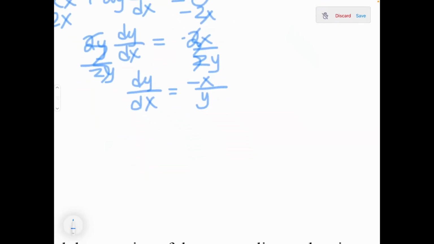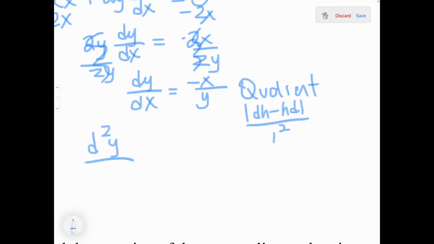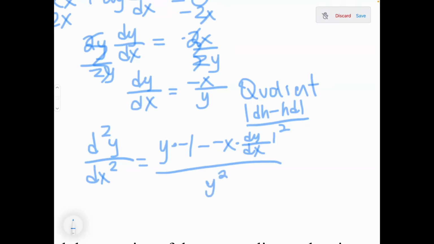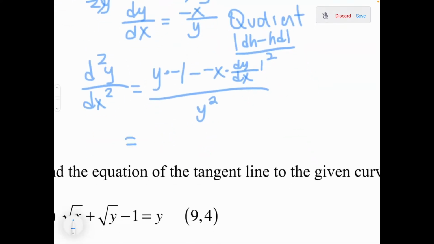And then we're going to take that derivative again. To take this derivative again, we're going to have to use quotient rule. Quotient rule: low d high minus high d low, all over low squared. So d squared y dx squared is equal to the derivative of, we're going to do y first. Derivative of negative x is just negative 1, minus, we're going to do negative x first, and derivative of y is dy dx, all over y squared. Clean that up a little bit. We get negative y. Negative times negative x would be positive x dy dx, all over y squared.